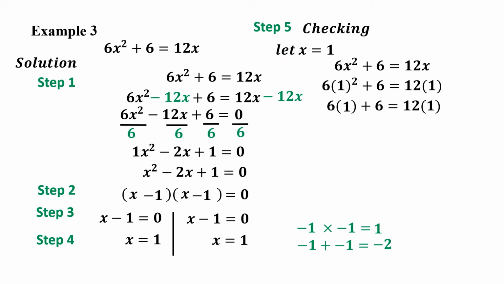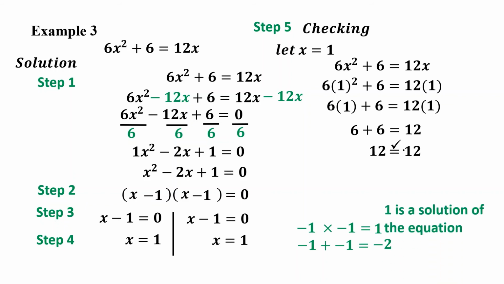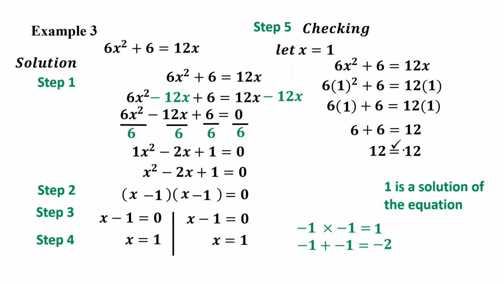Next, we will multiply 6 and 1. The product is 6, plus 6 is equal to 12 multiplied by 1, still 12. The 6 plus 6 is equal to 12, then 12 is equal to 12. Therefore, positive 1 is a solution or root of the equation.